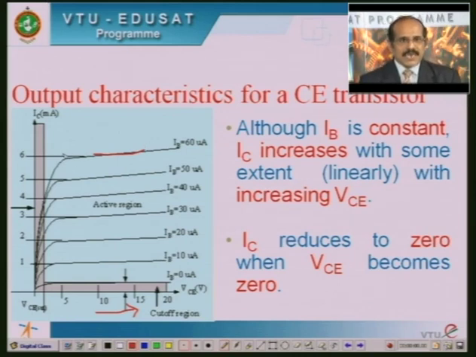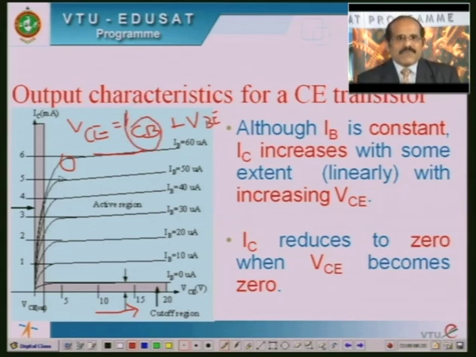And also you can note that at this knee voltage, VCE is equal to VCB plus VBE. So, VCE is nothing but VCB plus VBE here. At this knee voltage, at this point, VCB will be 0. So, further reduction of VCE will forward bias the collector base junction, and therefore the collector current will reduce to 0. So, that point you can note here.